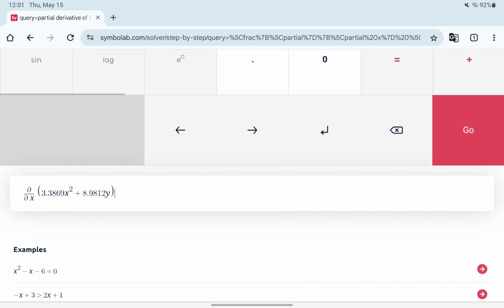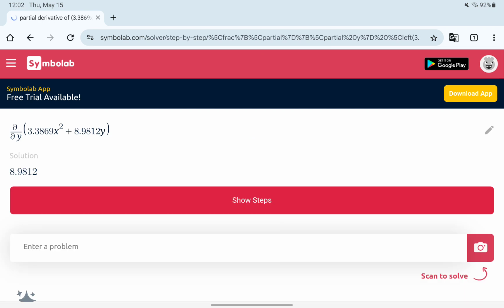If instead we wanted to evaluate the first partial derivative with respect to y, when we press that delta over delta x, automatically it's differentiating with respect to x. But if we tap or click or mouse over into that delta over delta x notation, we can delete that x and replace it with a y or whatever other variable we want to differentiate with respect to. And then click go or enter, and we get 8.9812.